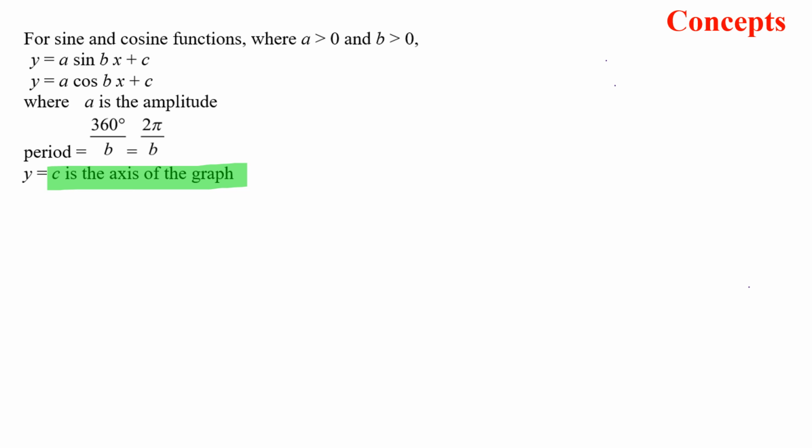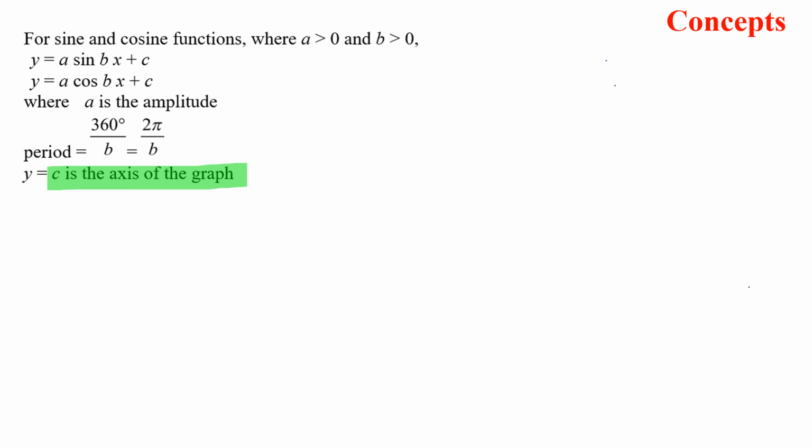We have learned that the sine and the cosine functions can be expressed in the form y equals a sine bx plus c or y equals a cos bx plus c. And what does a represent? A represents the amplitude of the sine or the cosine curve. And to find the periods of the sine and the cosine curve, we can just take 360 degrees divided by b or 2 pi over b.